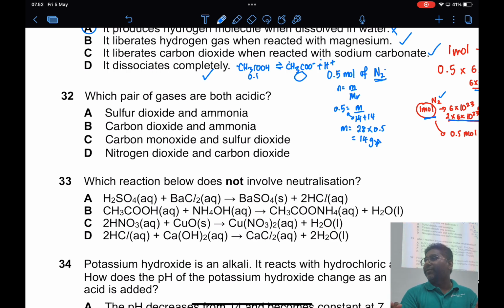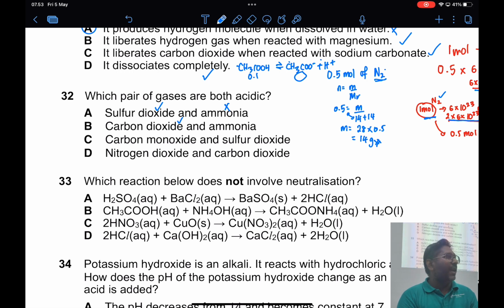Now, which pair of gases are both acidic? I think we discussed this yesterday. Which one is acidic? Sulfur dioxide is pungent and is acidic. Ammonia is pungent but basic, so no. Carbon dioxide is acidic. How do we test carbon dioxide? Lime water will turn cloudy.